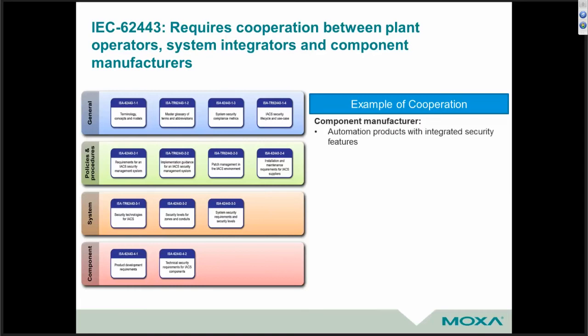So an example here, a component manufacturer such as Moxa has requirements on it to provide functionality in our devices that will allow an integrator to provide or to create a secure network. So we also have some requirements that fall upon us to have policies and procedures for responding to, let's say, ICS-CERT advisories and creating patches and firmware and things like that.